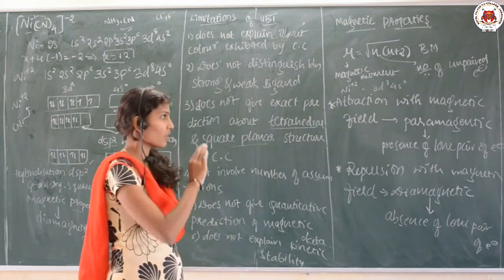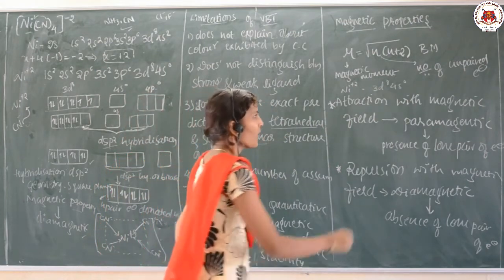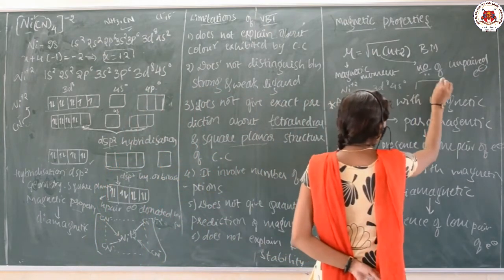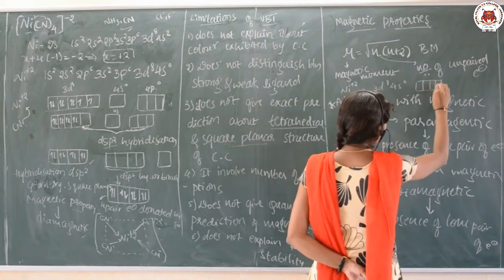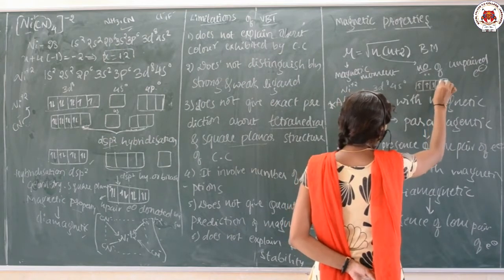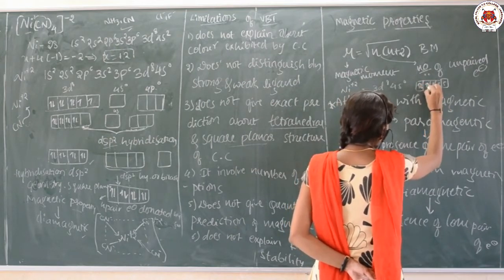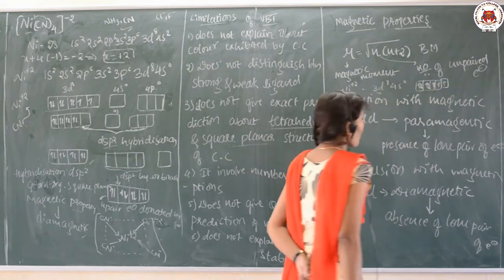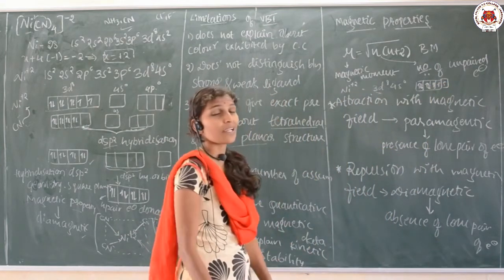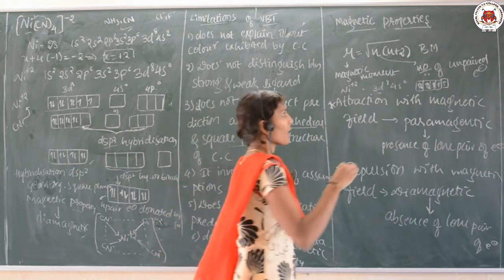I hope you are getting exactly what I am writing, Ni in the plus 2 form. How many electrons are there in the d? First draw the 5 orbitals and arrange the electrons: 1, 2, 3, 4, 5, then 6, 7, 8. Now calculate how many unpaired electrons are there: 2 unpaired electrons.